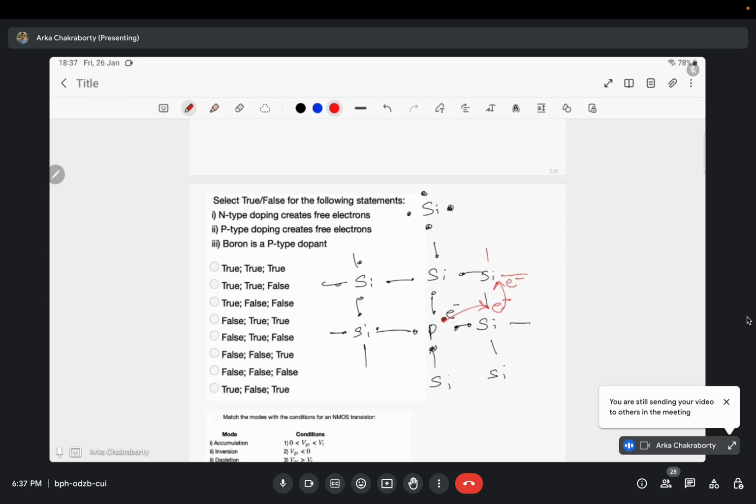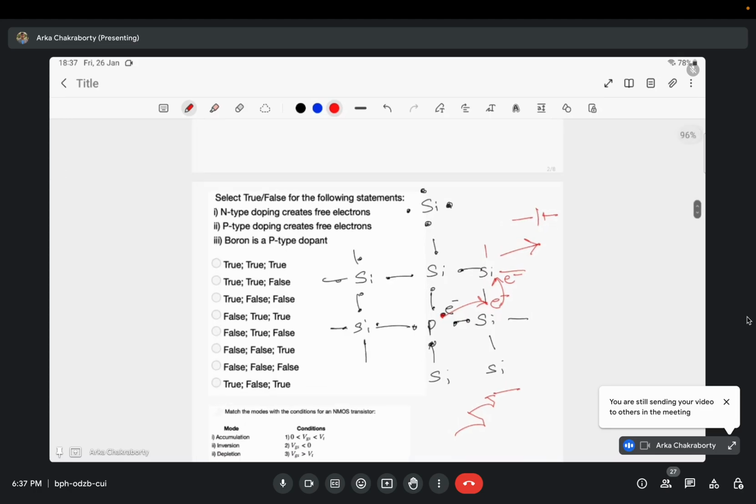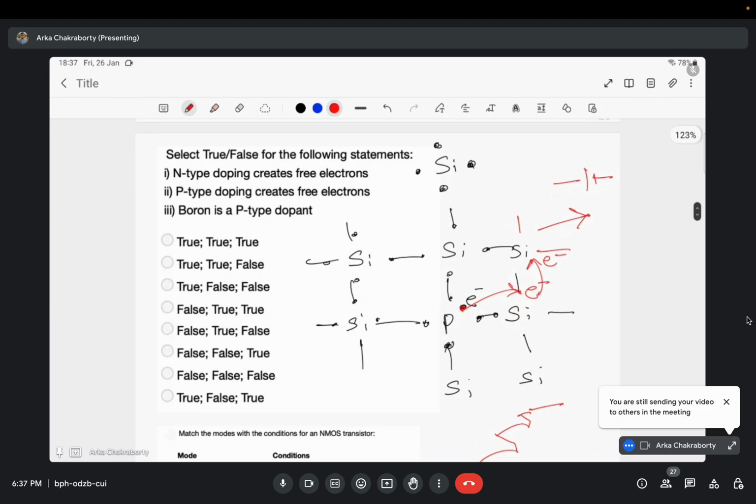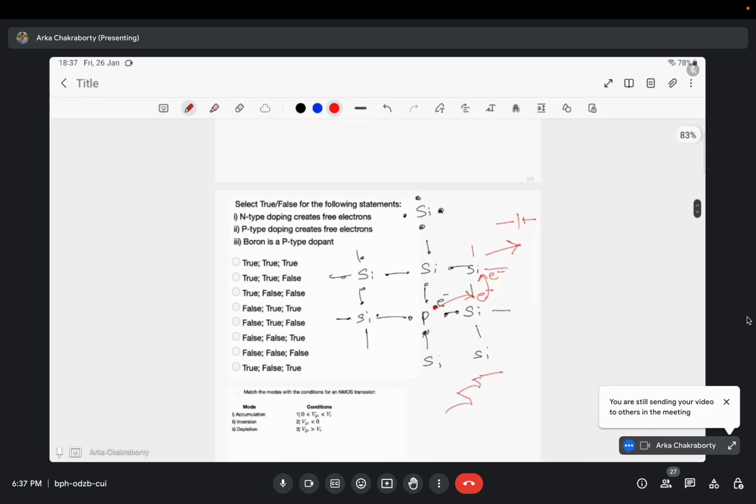If you apply a particular voltage, say a positive voltage in this way, the electron will get attracted towards the positive voltage, and it will still do a jumping motion and move towards the positive voltage. Okay, now what about a trivalent atom? What if a trivalent atom like boron is introduced in the lattice? Let's see what happens.